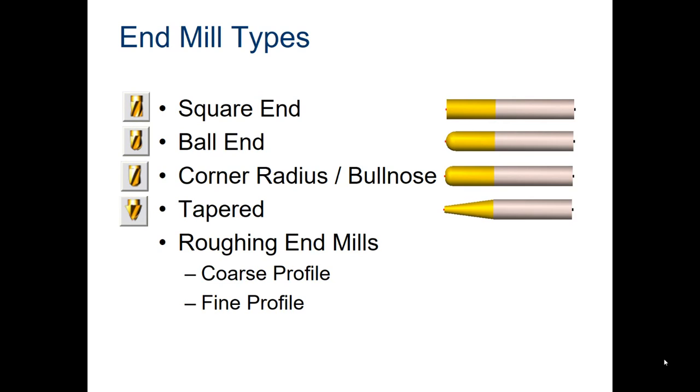So we talk about roughing end mills. A roughing end mill just means that you're going to cut a lot of material really quickly. And so we'll use those generally to do the majority of your cutting, and then you finish up with the finishing mill.